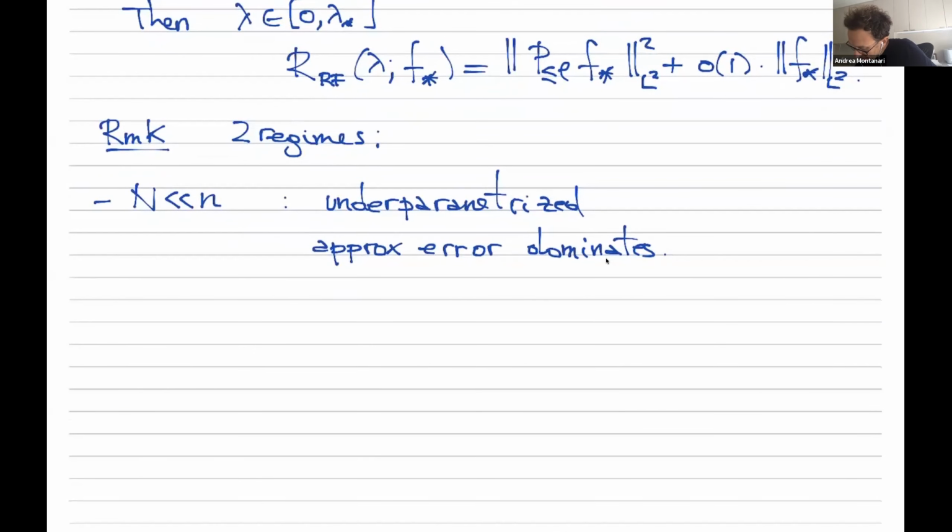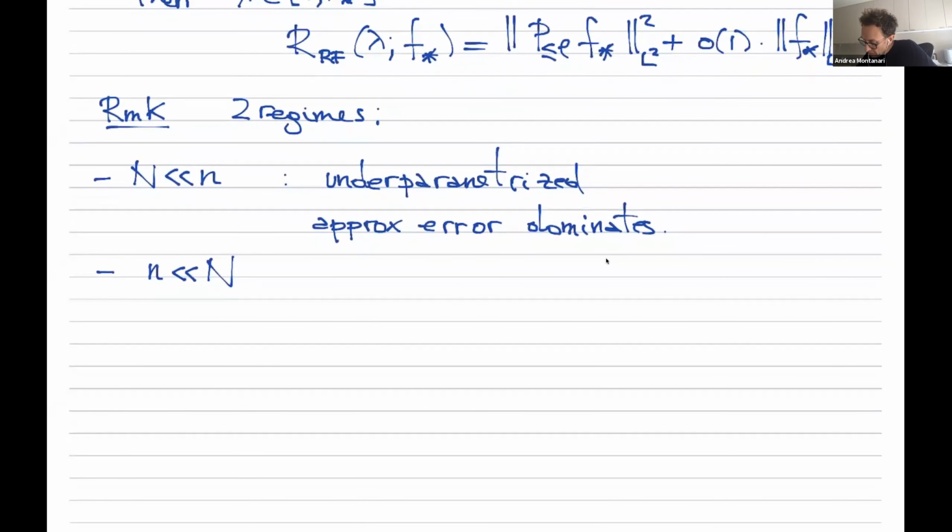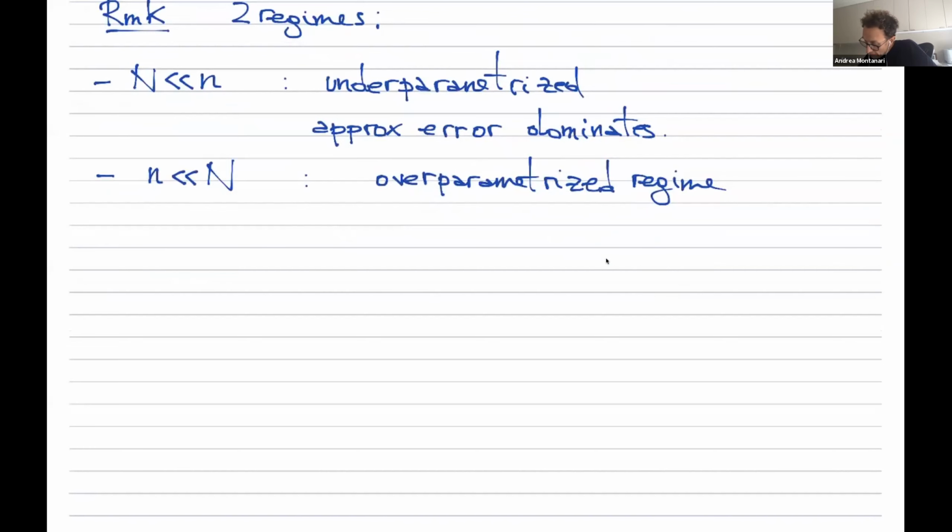And the other case is the sample size much smaller than the number of neurons. So this is the over-parameterized regime. And in this case, the statistical error dominates.